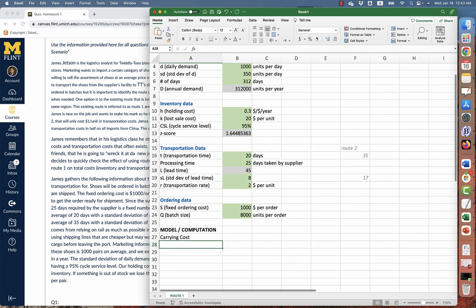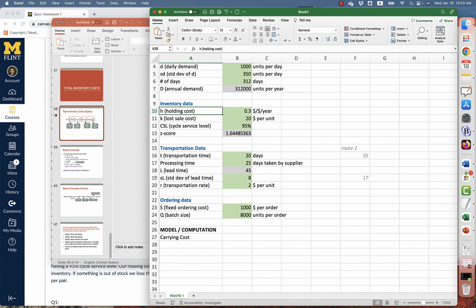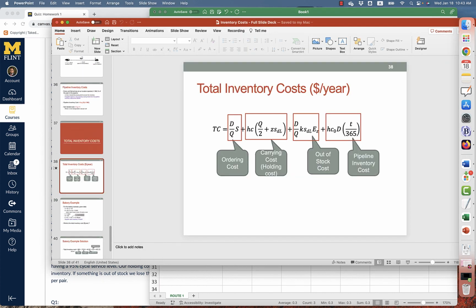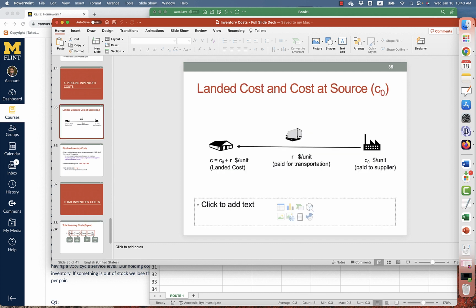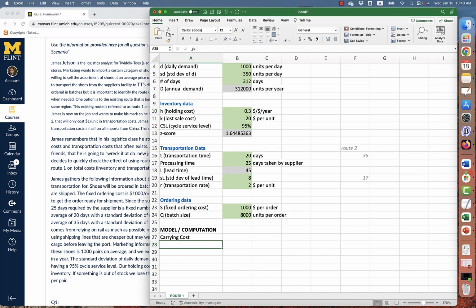Now for carrying cost, if you look at this formula, you have h, small h, which you already have right here, holding cost dollar per year, multiplied by C. Now C is the landed cost. So this slide talks about the landed cost. C is C naught, what you pay to the supplier, plus the transportation cost, because that's the landed cost at your warehouse. So we can do that. Okay, we can compute C.